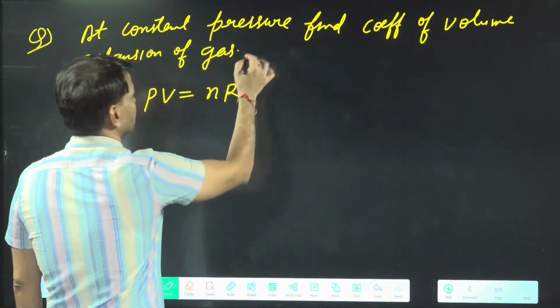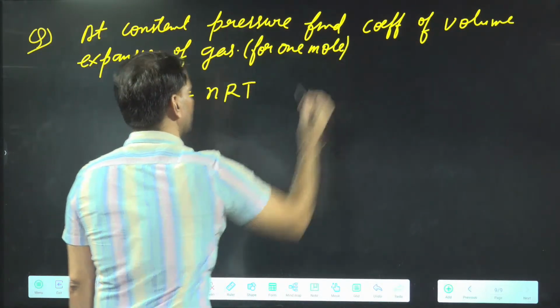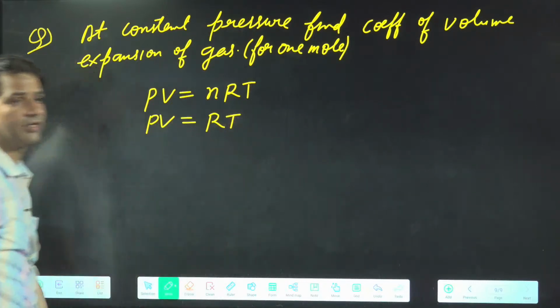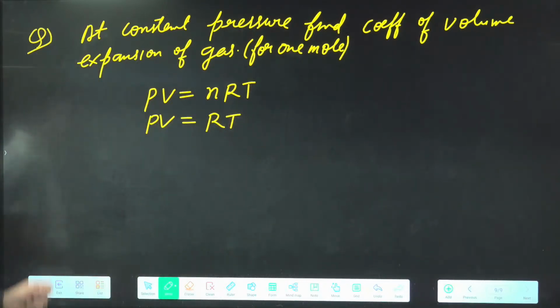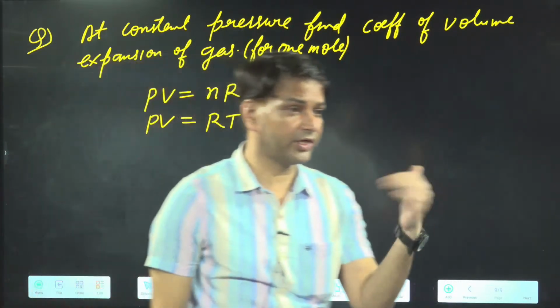So for 1 mole, now I can say PV is equal to RT. I need the gamma of a gas. So what is the basic formula of gamma? Delta V by V into delta T.